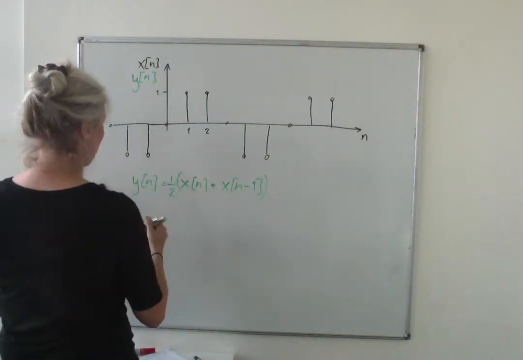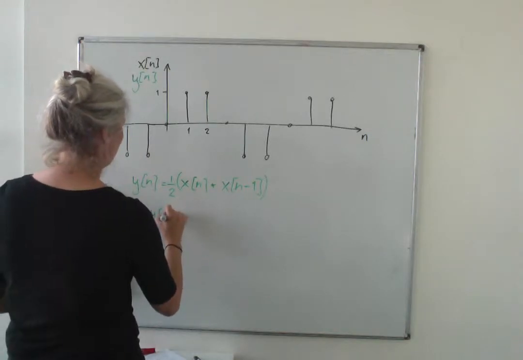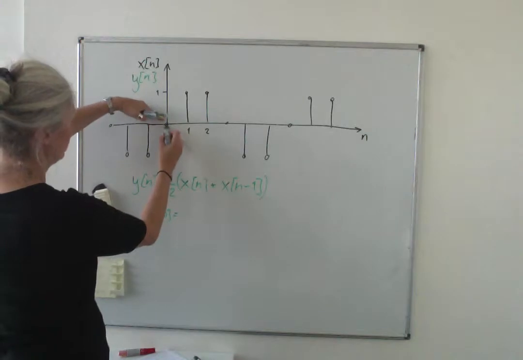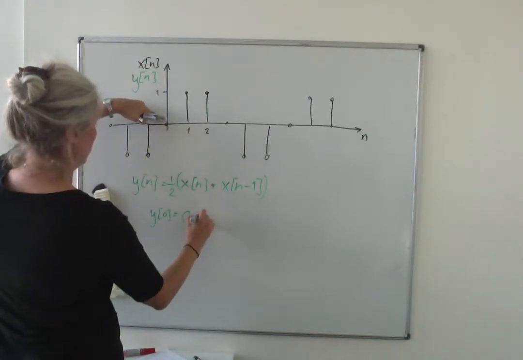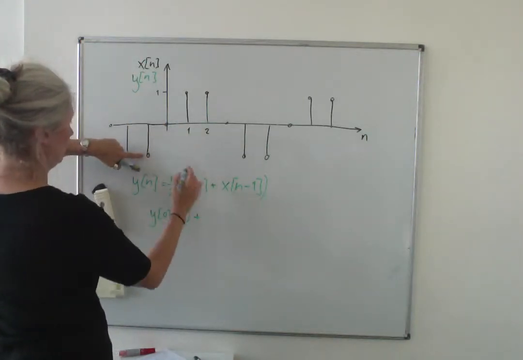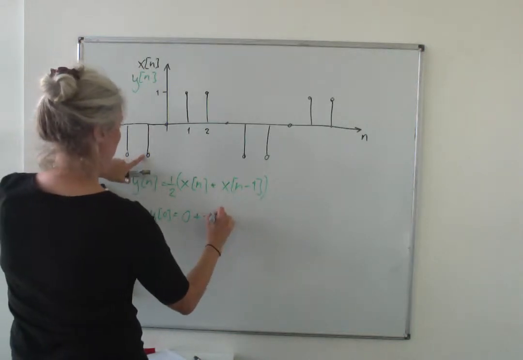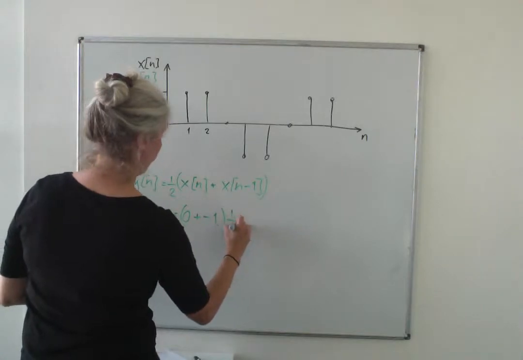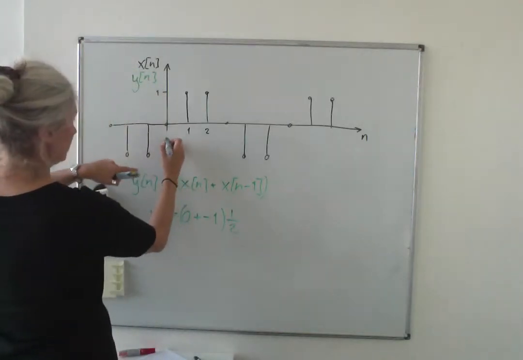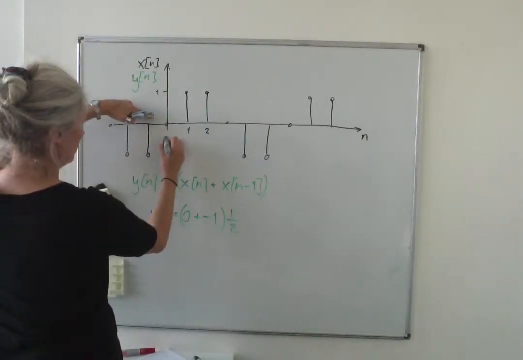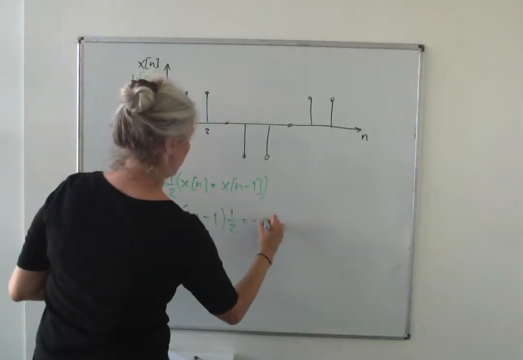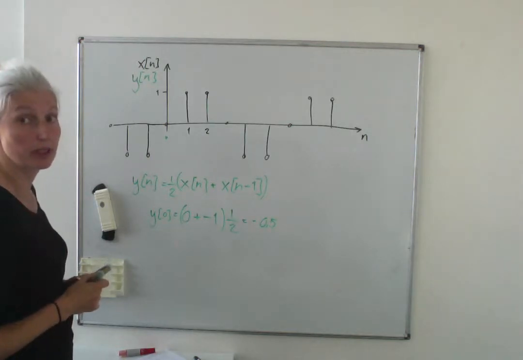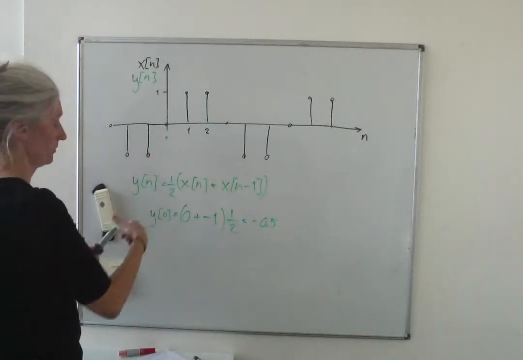And because we're doing an average, we're dividing by 2, right? So how would this look for sample 0? We have x of 0 here, plus x of minus 1, divided by 2. That means that here we end up with minus 5. So that's our value for sample 0.